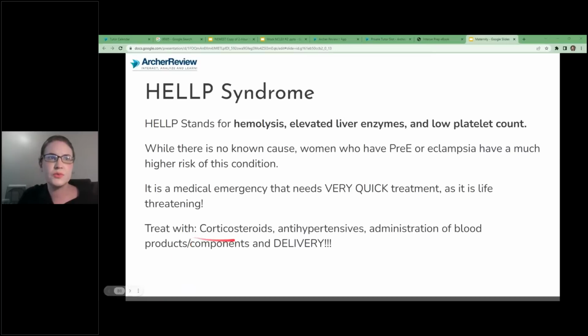How do we treat this? Well, we treat with corticosteroids. That actually reduces the dropping platelet count. It helps to correct that. We use definitely antihypertensives, and actually sometimes we end up administering blood products and components because if their platelets drop too fast or their red blood cells go through hemolysis and they lose too many, we need to replace that. But ultimately, rapidly delivering these patients is the best treatment, and getting the baby out of that harmful environment is very, very important.